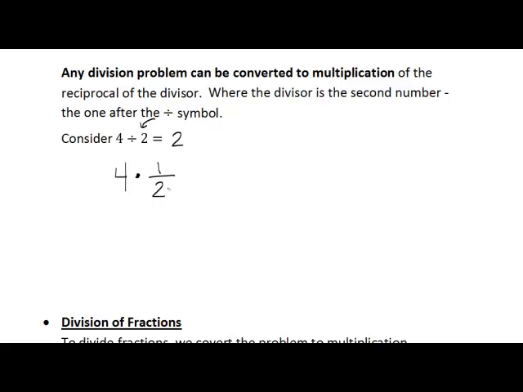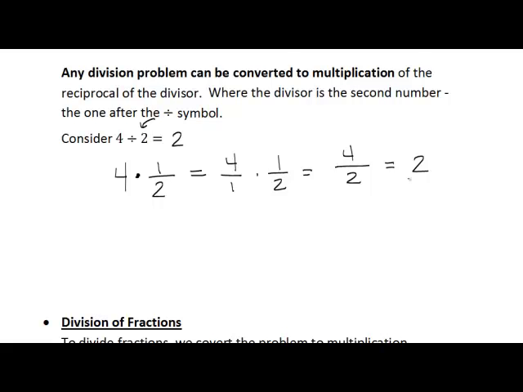So 4 multiplied by 1/2. We can write this as a fraction, 4 over 1, multiplied by 1/2. We multiply our numerators together, 4. We multiply our denominators together, 2. This is an improper fraction. To change it to a mixed number, we say how many times does 2 go into 4, and that is 2. There we go. 4 multiplied by 1/2 is 2. 4 divided by 2 is 2.